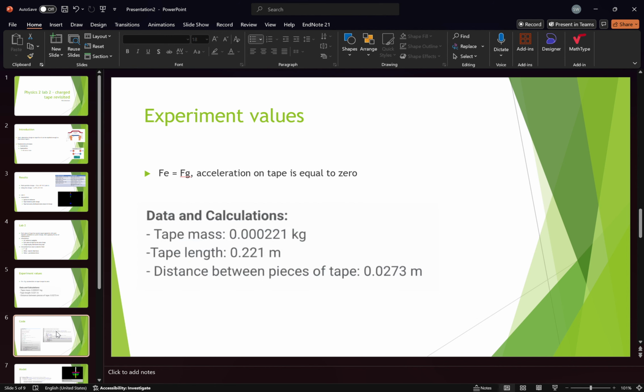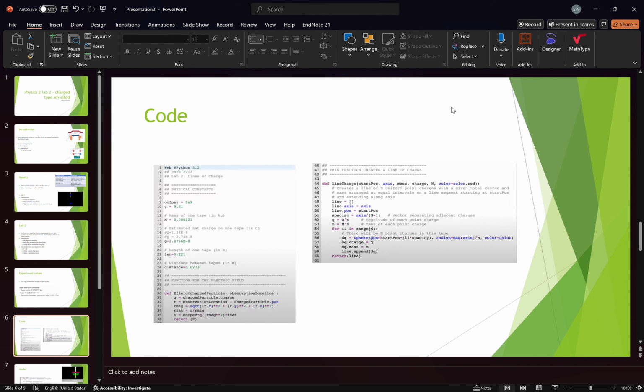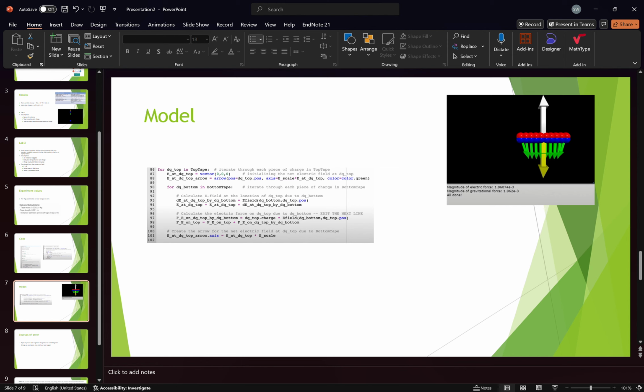In the code you can see here, there was the mass of the tape, and the net charge, and the length, and the distance, and these were used in the next part to define the electric field, and then using Coulomb's law to establish that electric field vector. This code here helps show that there are going to be multiple point charges, and there is going to be a law of superposition where the force of gravity is shown in yellow, and the net electric field is shown in white, and they will be opposite but equal.